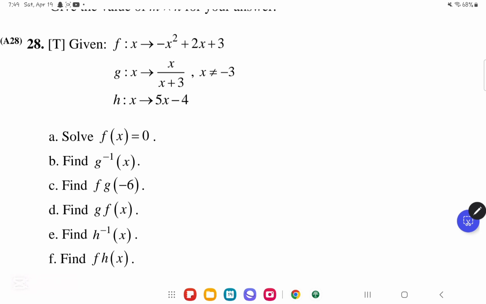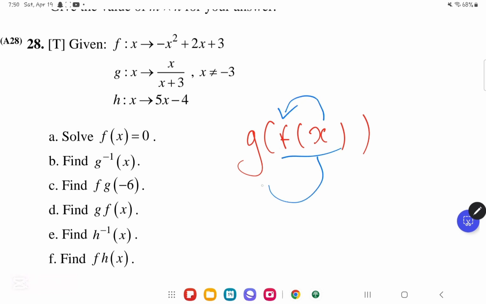We move on to part D. They said find g of f of x. Very simply, this means what? This means you're going to substitute x into f and then f of x into g. Very simply, they already substituted for us what? They already substituted x into f. So what we're going to do now is substitute f of x into g.